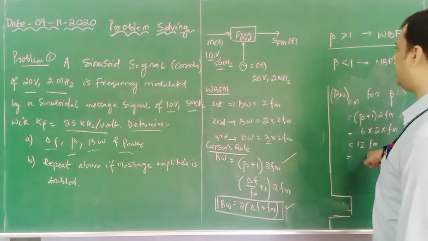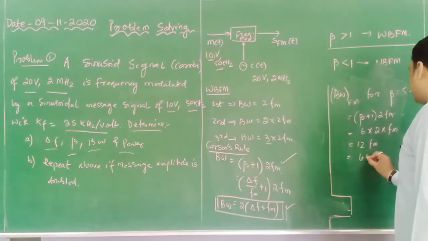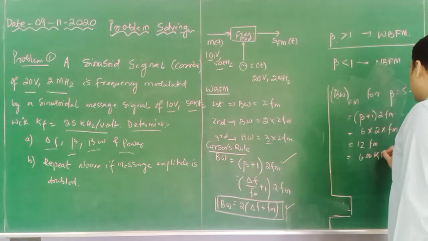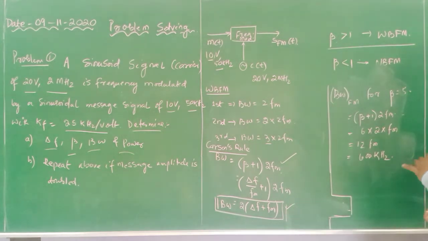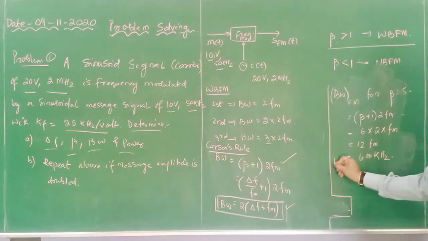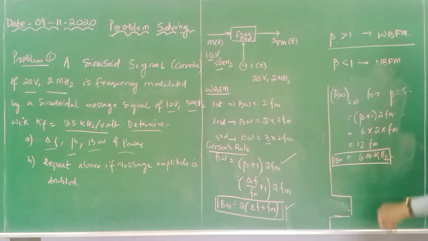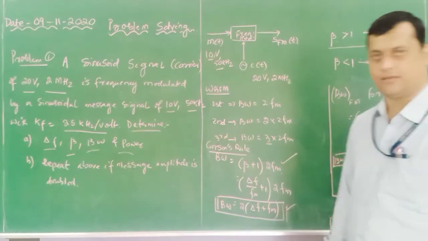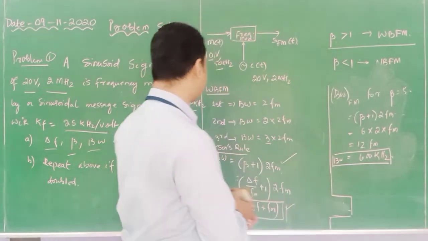So 50 into 12 means 12 into 5 is 60, so 600 kilohertz. So this will be my resultant bandwidth. Okay, so this is the bandwidth of this FM signal. Done. Now we will calculate the power.